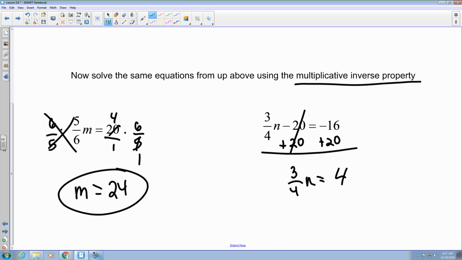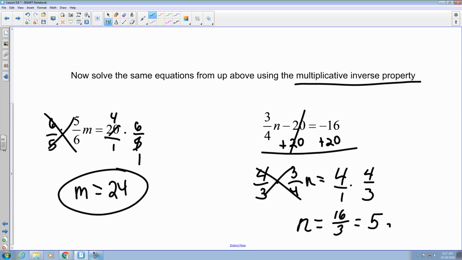Now, multiplying both sides by the reciprocal: the reciprocal of 3/4 is 4/3, so I do the same thing over to this side. Cancel, cancel. I get n is equal to 4 over 1 times 4/3. There's nothing I can cancel, so it's immediately multiplied across. 4 times 4 is 16, and 1 times 3 is 3. If you left it like that, great. If you want to write it as a mixed number, it would be 5, since 3 goes into 16 five times with 1 left over. So either 16/3 or 5 and 1/3.